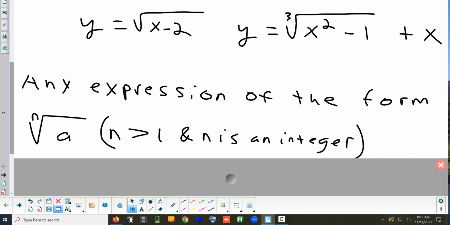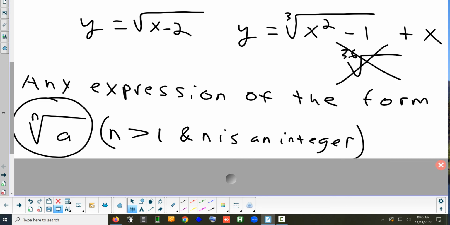So basically, anything that has this type of thing in it is what we call a radical expression. That little number has a name that you put on the outside of that square root symbol, or the outside of the radical symbol. I'll tell you what that is in a minute. But for now, that number has to be an integer, and it has to be greater than 1. So you never see this symbol with a decimal right there. That doesn't exist.